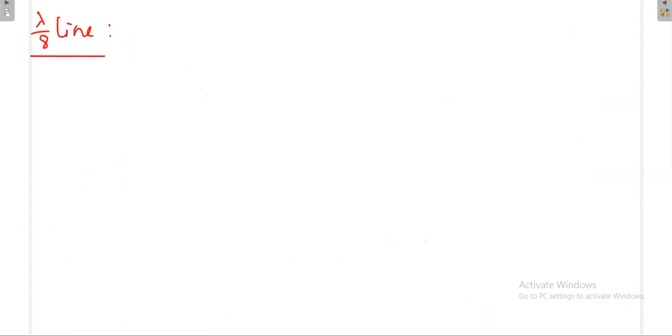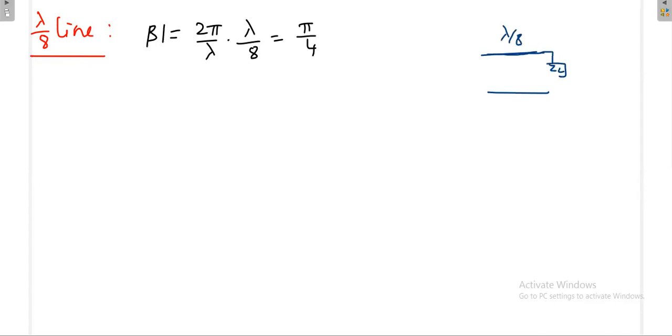If the length is lambda by 8, then beta is equal to 2 pi by lambda. Then what is L? L is equal to lambda by 8, so beta L is pi by 4. So the length of the line given is lambda by 8. You are connecting some load ZL here, and you want to measure the input impedance. What is our formula?